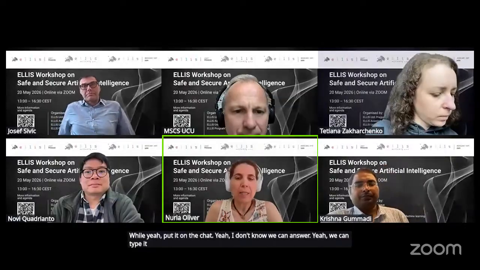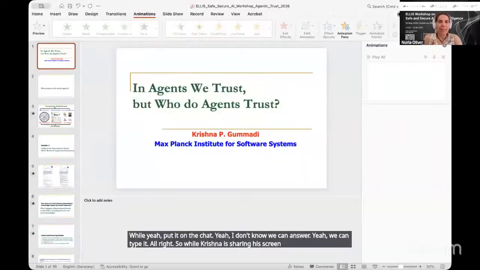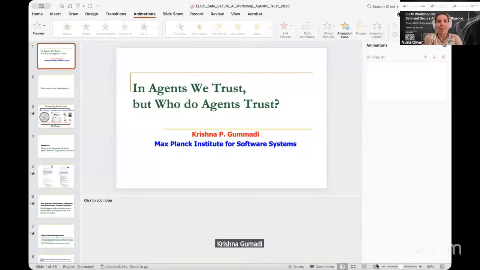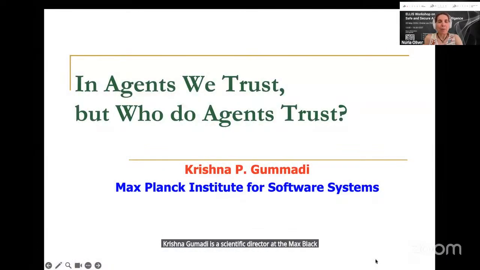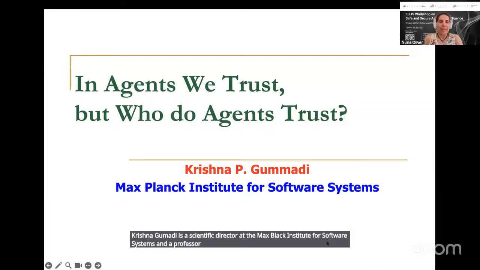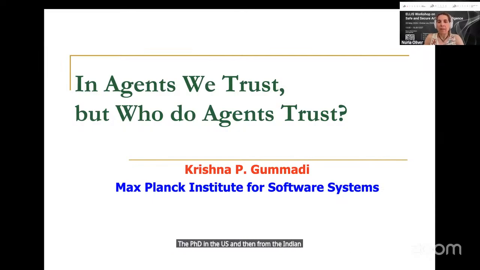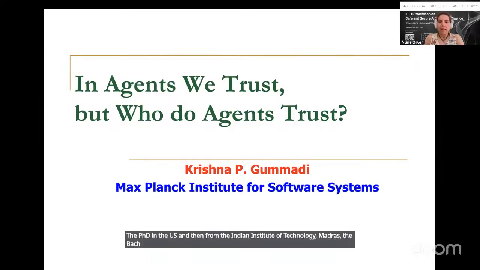While Krishna is sharing his screen, I will introduce him. Krishna Gummadi is a scientific director at the Max Planck Institute for Software Systems and a professor of computer science at Saarland University in Germany. He received his PhD in 2005 from the University of Washington in the US, and his bachelor's in 2000 from the Indian Institute of Technology, Madras. His recent research focuses on understanding and building social computing systems that are fair, accountable, explainable, and transparent. So it couldn't be more aligned with this workshop.